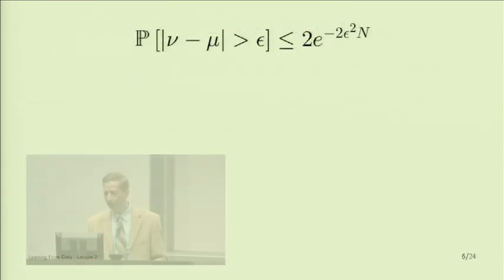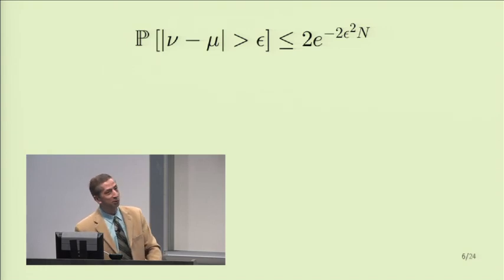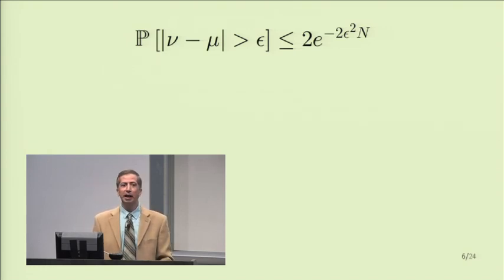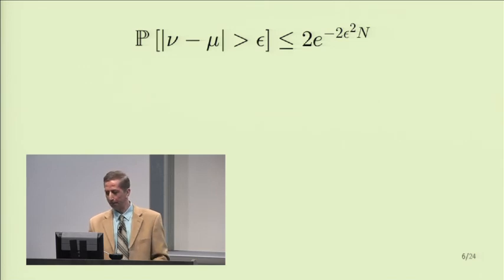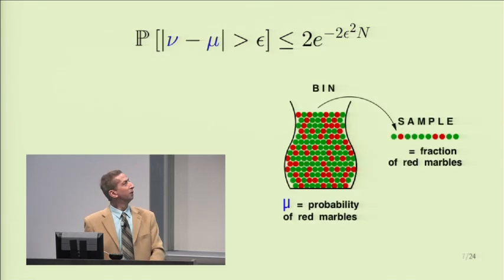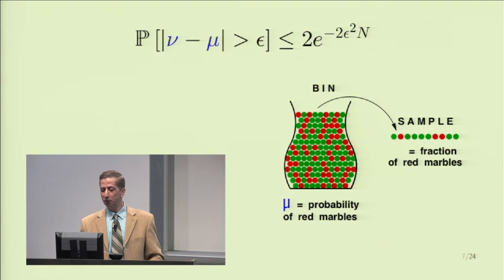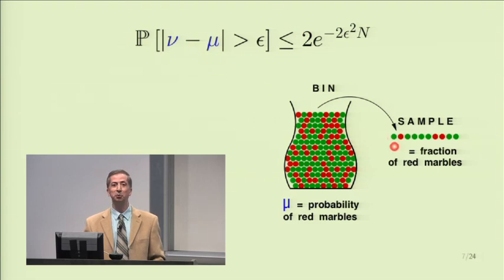Okay. So we put the glorified Hoeffding inequality at the top, and we spend a view graph analyzing what it means. In case you forgot what nu and mu are, I put the figure. So mu is the frequency within the bin. This is the unknown quantity that we want to tell. And nu is the known quantity, which happens to be the frequency in the sample you have.